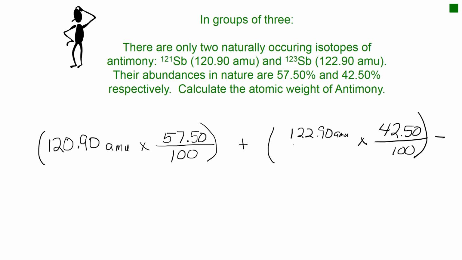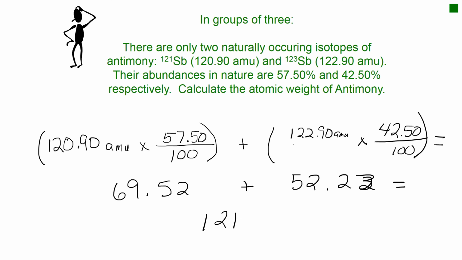Be careful with those parentheses in your calculators, and know that this is the weighted average. Some people are tempted to divide by 2 even after this. There's no dividing by 2 in a weighted average. So you're just going to do this calculation like this. You will get 69.52 AMU plus 52.23 AMU. Added together, we get 121.75.